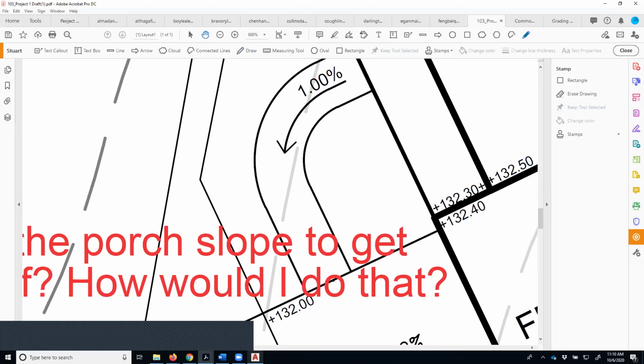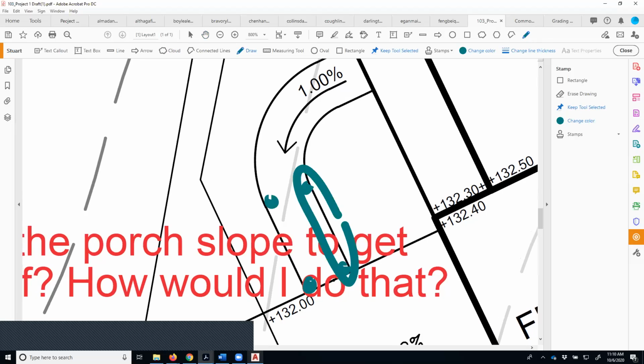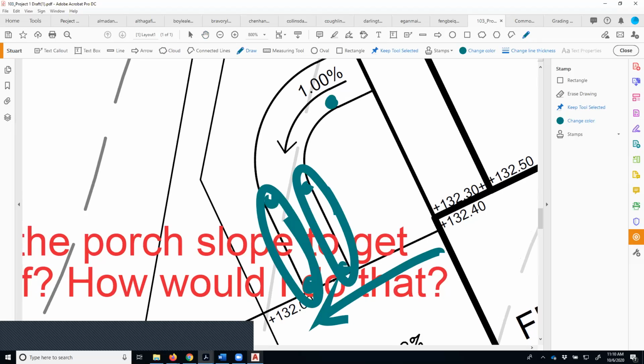So you're basically going to come up with a spot elevation that, come here, computer. You're going to put a spot there and a spot there. Here, here. These two will be the same, and they're going to be based upon the slope of the driveway. These two are going to be the same. You're going to have one here and here.